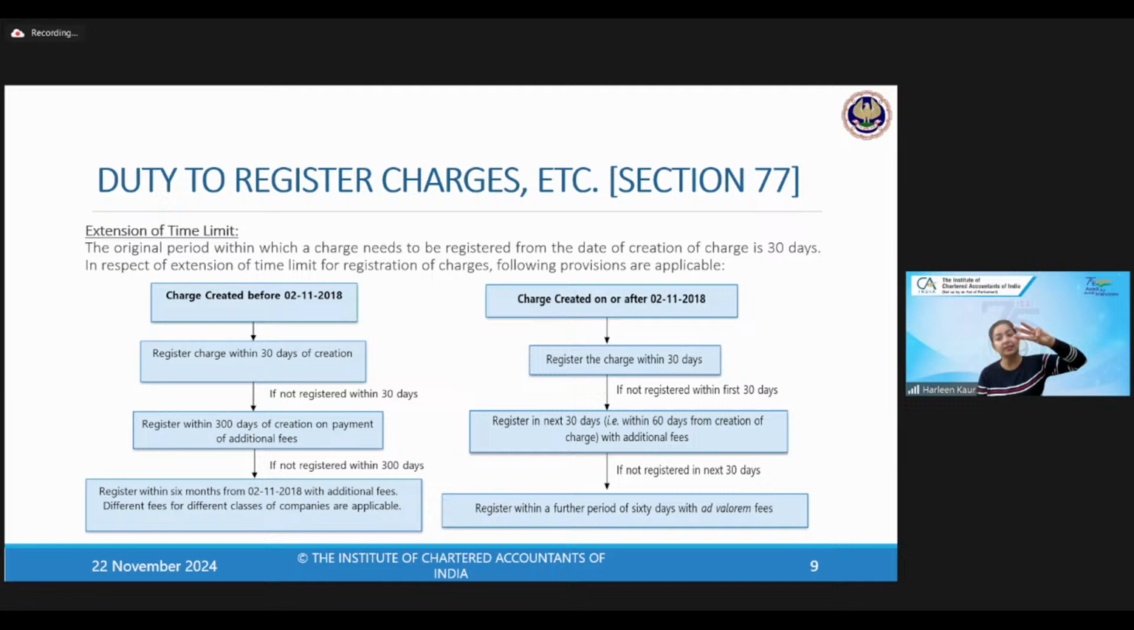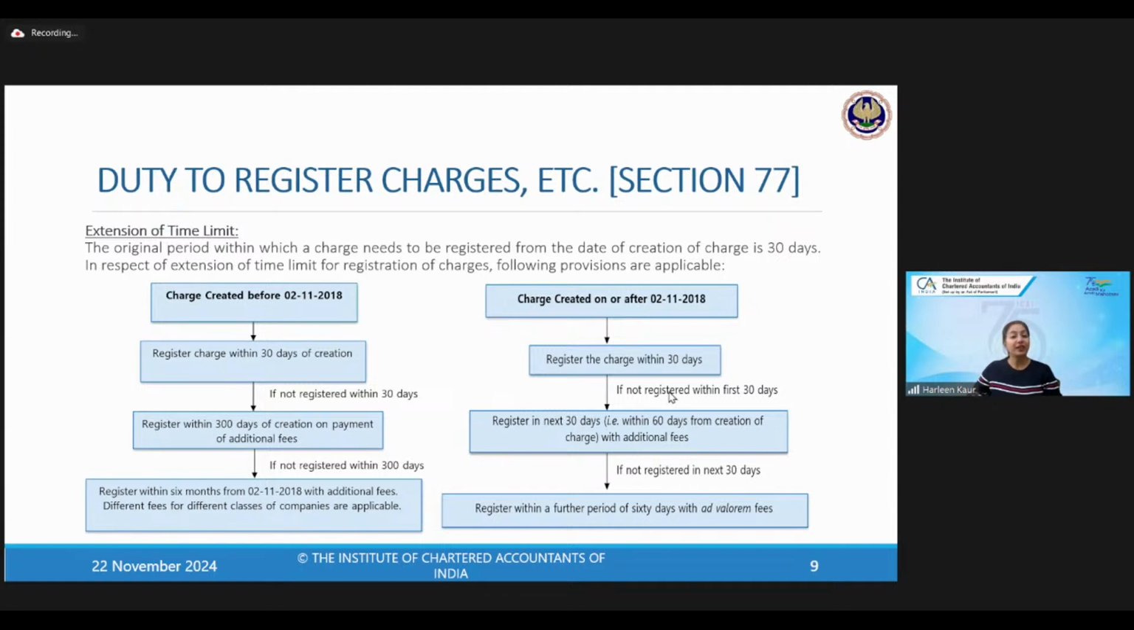So it was 30 days or 300 days from the date of creation. So when I say 300 days from the date of creation, that means an additional 270 days were given. But what about the charge created after 2nd November 2018? Then the charge shall be registered within 30 days by paying the normal fees. Whatever is the normal fees given in the Act, you will pay that fees and get the charge registered.